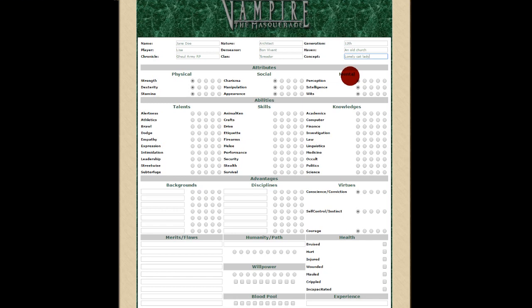So let's see. The first priority will have, you can put in 7 points, the second 5, and the last 3. Okay, so for example, this character, I'm going to prioritize my social attributes. I have 7 points to divide up in this. If you want to know exactly what, for example, charisma or stamina does, you can look it up in the books. There's just detailed information about exactly what it does. Alright? So you can just divide that up as you want.